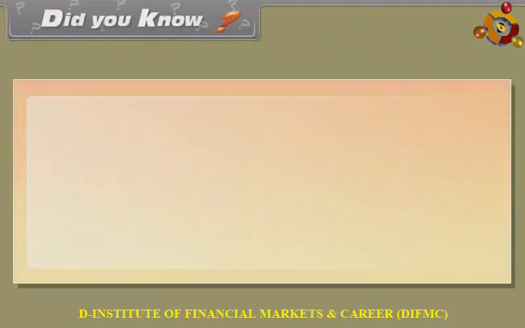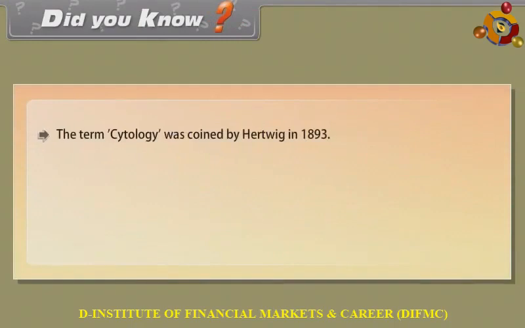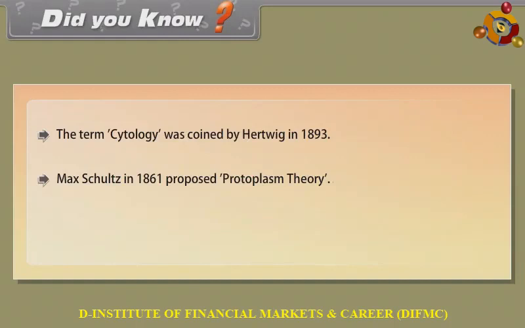Did you know the term cytology was coined by Hertwig in 1893? Max Schultze in 1861 proposed protoplasm theory. Sachs proposed organismal theory in 1874.